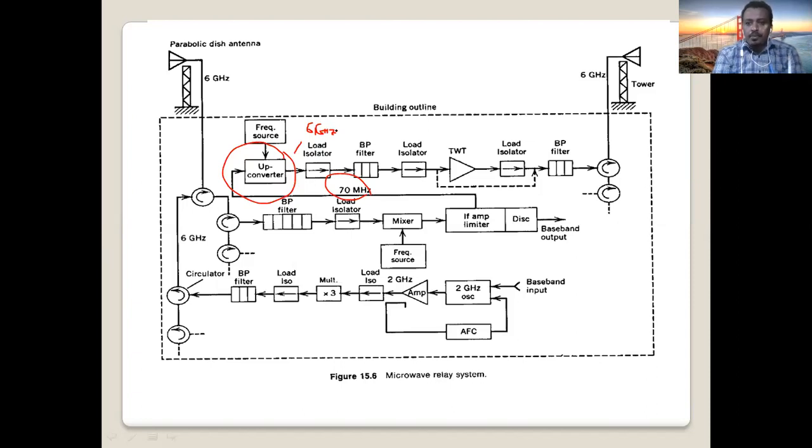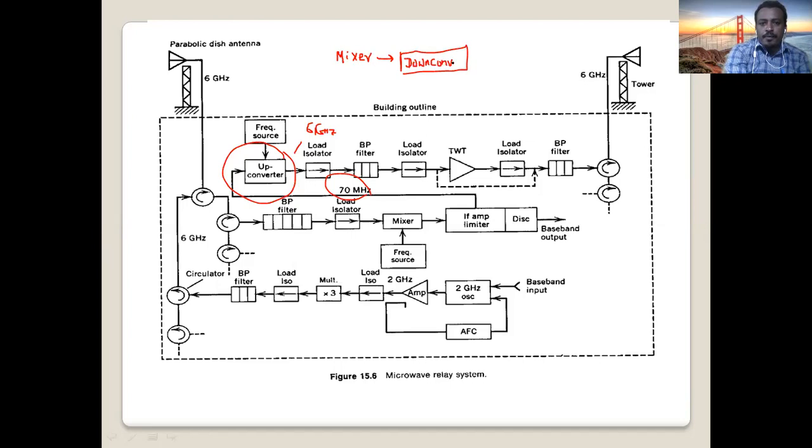So the up converter mixer translates the frequency into a high value. To the reverse, mixers can be down converter. Mixers can be up converter or down converter, two types. First, we have seen up converter, right? So the second type of mixers are called down converter.